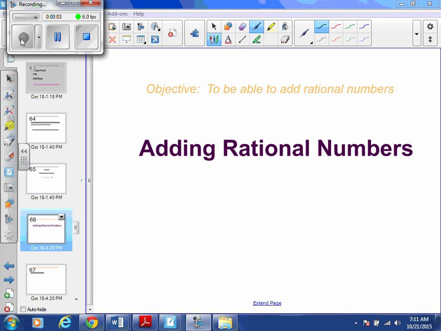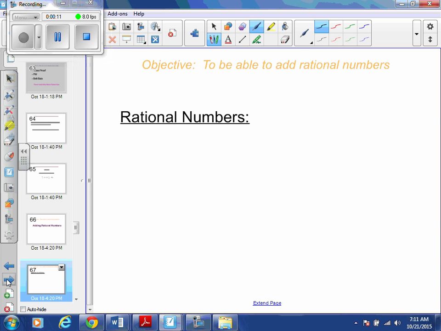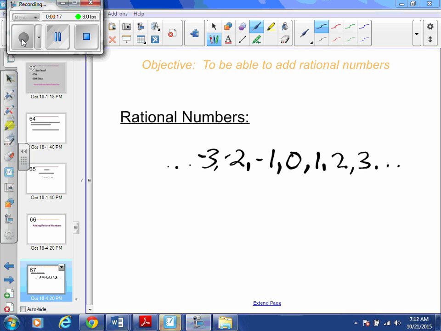In watching this video, the goal is to expand your knowledge of adding integers into adding the rest of rational numbers. So quick reminder, rational numbers are any numbers that can be written as fractions. Remember, all integers are rational numbers because we can write them as a fraction with a denominator of 1. And you should already know how to add the integers that are rational numbers.